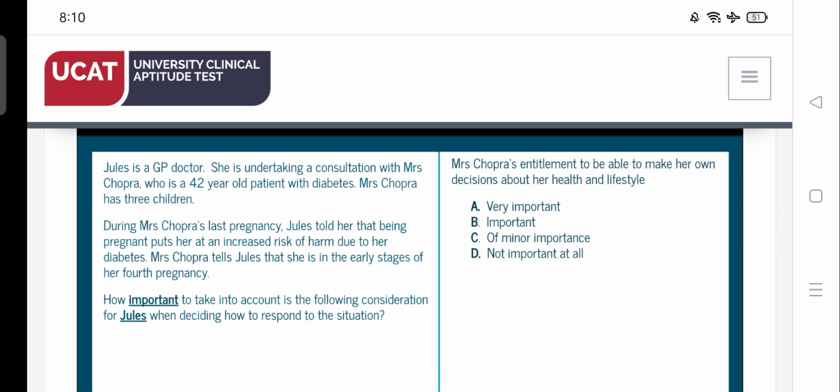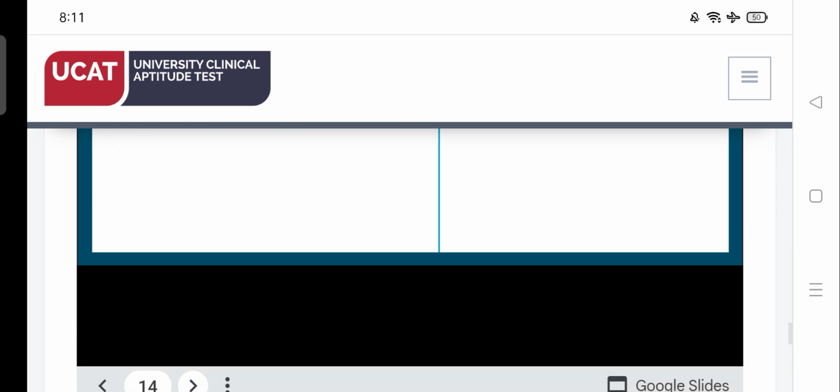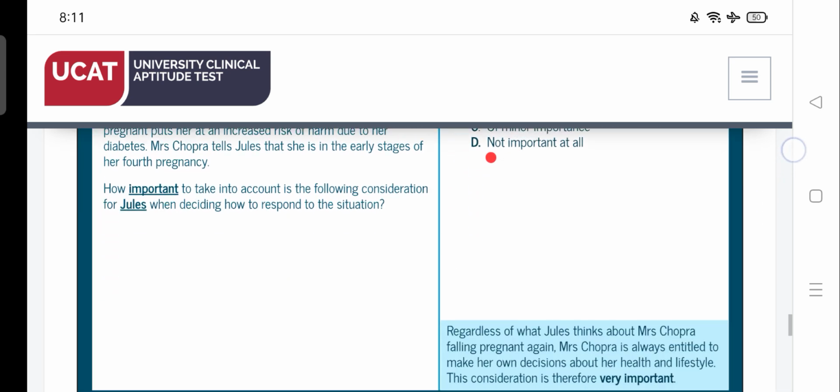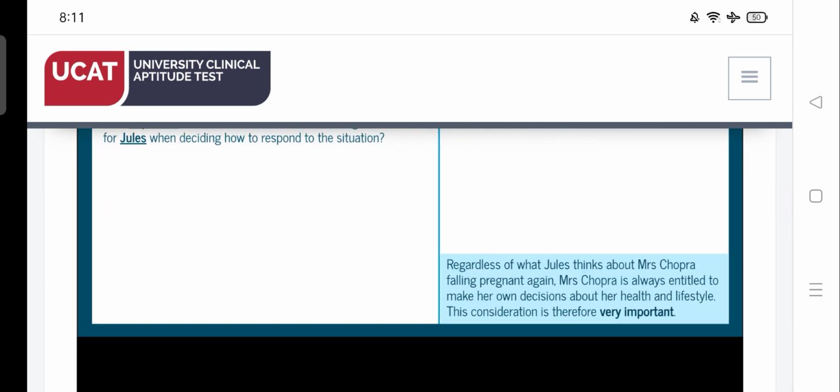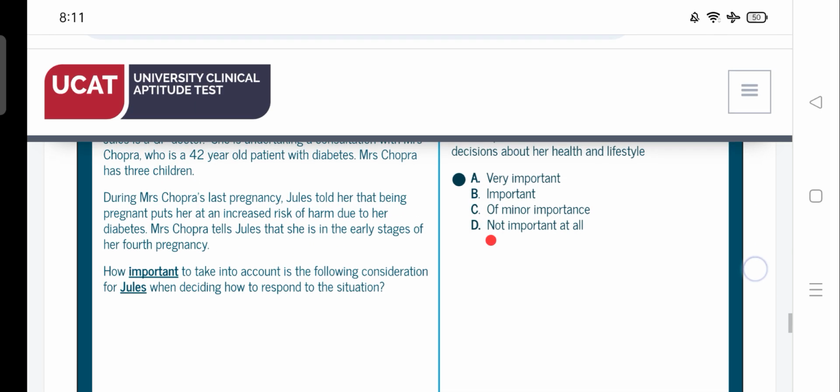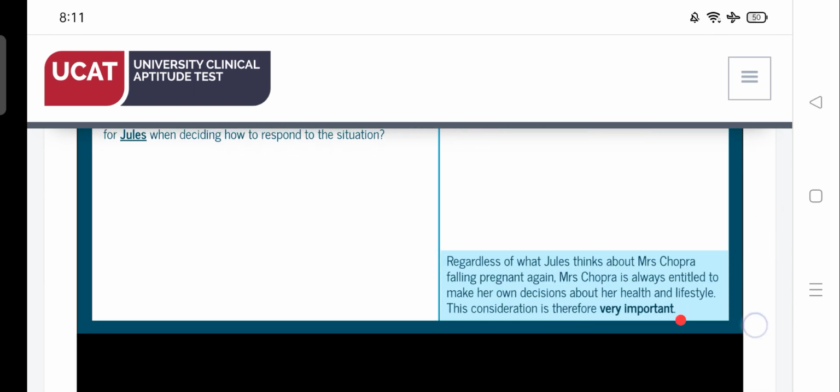So here we have an example. A passage like this will be given to you, and: how important to take into account is the following consideration for Jules when deciding how to respond to the situation? Mrs. Chopra's entitlement to be able to make her own decisions about her health and lifestyle. So this type of options will be given to you and you have to choose the correct one. Here we have the correct option, which is option A, very important.